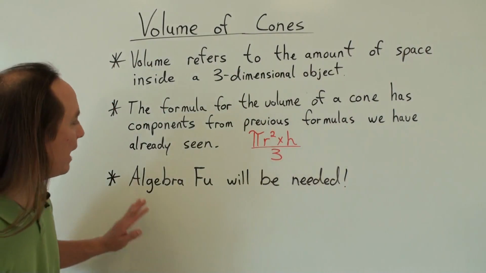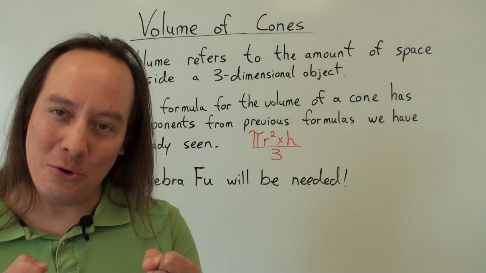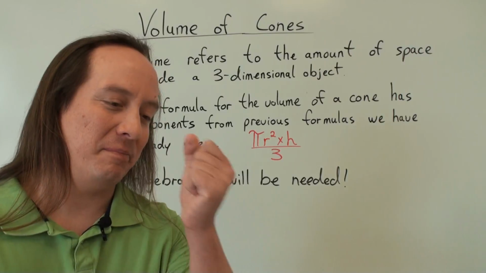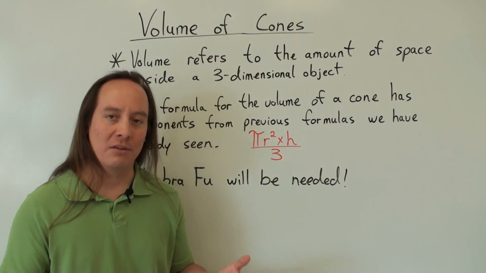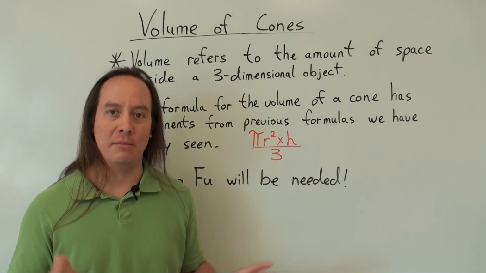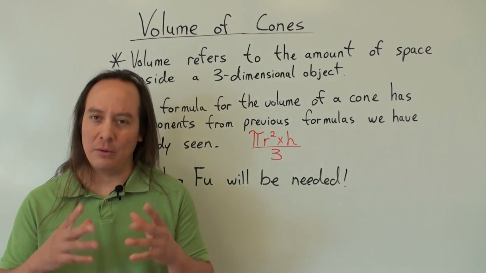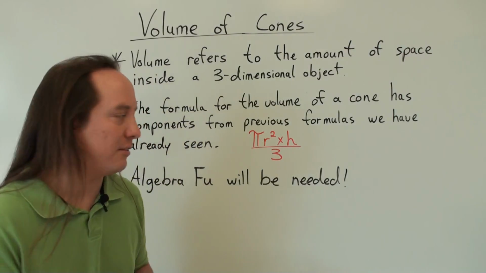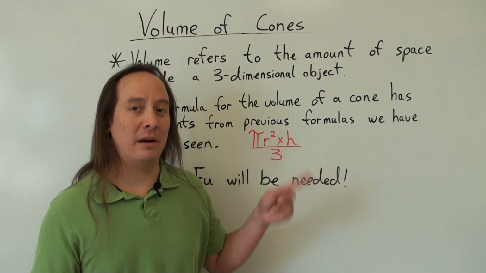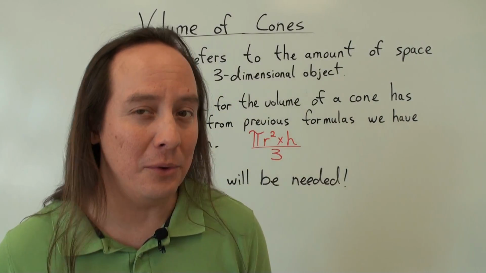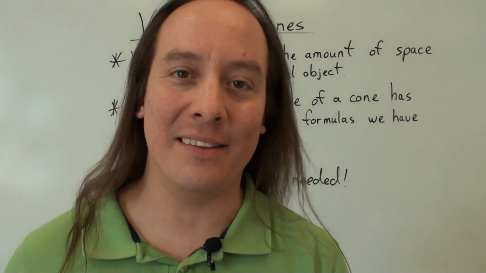I also said that algebra foo will be needed. Your algebra foo, your kung fu, must be strong, especially with circles, because we're using pi, it's going to have a crazy long decimal. So we'll be rounding and approximating our answers. And because it's a square, sometimes we might have to do the square root. So that's what I mean by our algebra foo. We have to have good algebra. All right, so let's get started. Let's take a look at the first one.